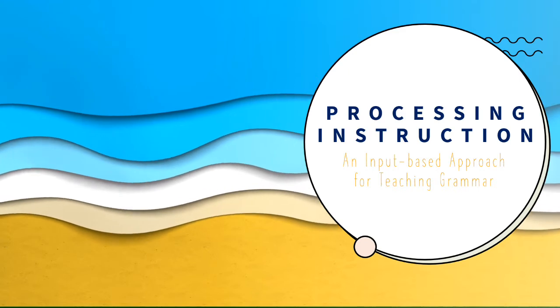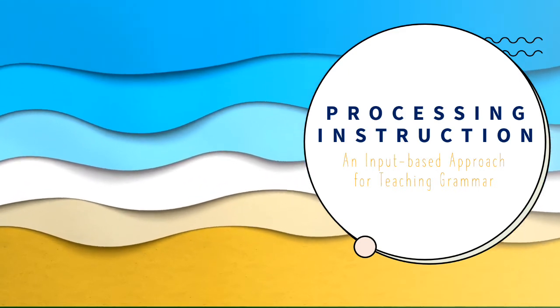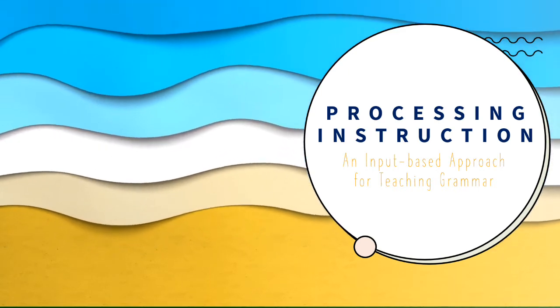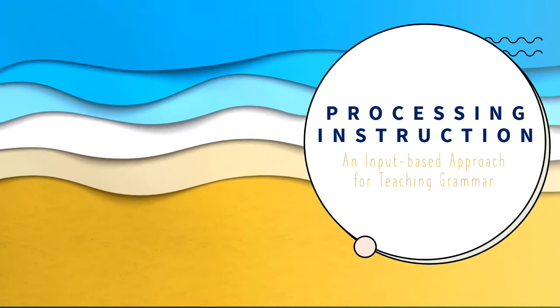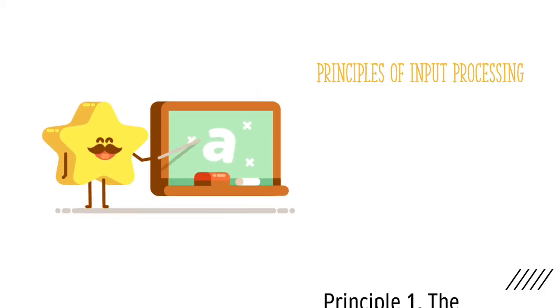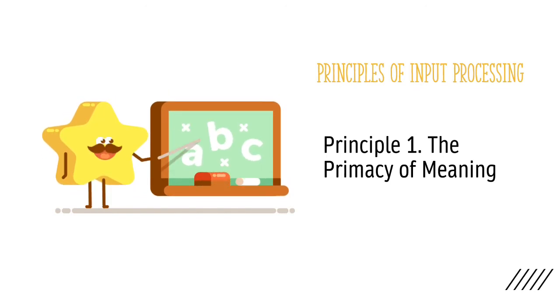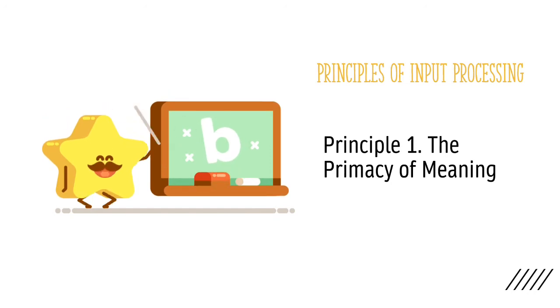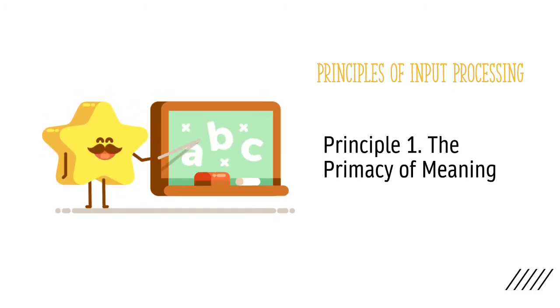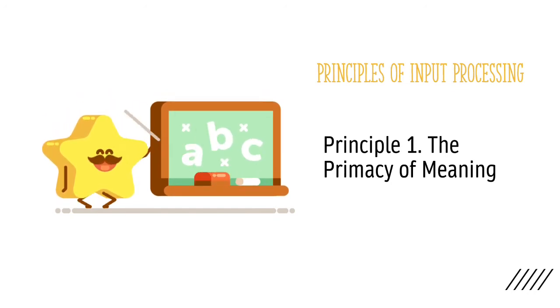This video is all about processing instruction and input-based approach for teaching grammar. Input processing has two major principles. The first major principle is called the primacy of meaning. This is where learners process input for meaning before they process it for form.